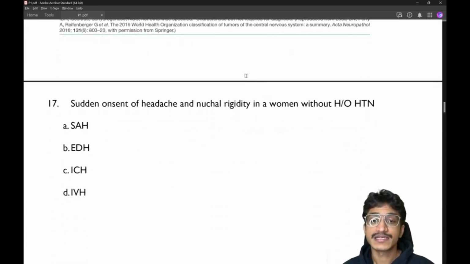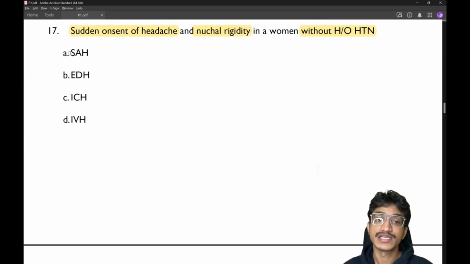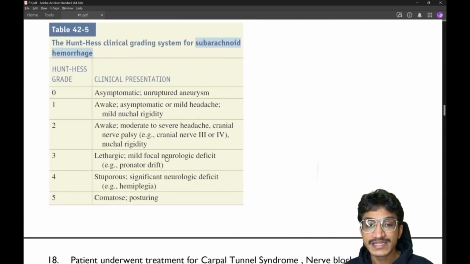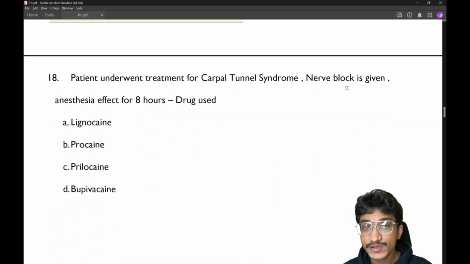Moving on to the next, a patient with sudden onset of headache. That is an important statement, with neck rigidity, without any history of hypertension. As we know, subarachnoid hemorrhage is the worst headache of a patient's life, of spontaneous origin, and with neck rigidity, which is a component used in the Hunt and Hess grading scale. So in this the answer should be SAH. The Hunt and Hess grading system for SAH shows headache, neck rigidity and the other neurological deficits. They have emphasized a lot on Shorts this time, I felt, according to the recall I am gathering.